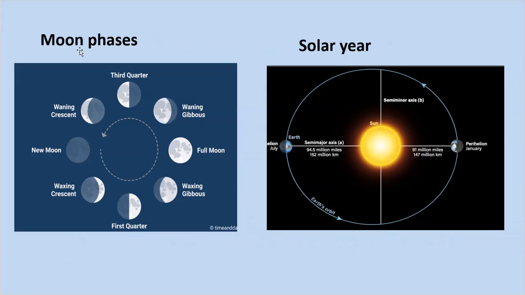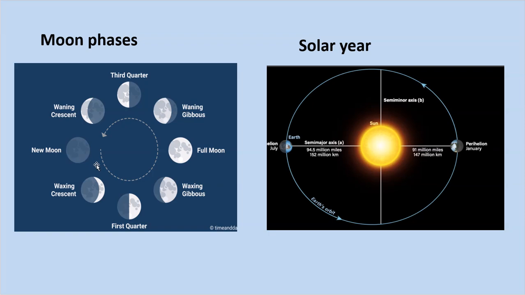Okay, now look at these two pictures. First picture to the left is moon phases. Picture to the right is solar year. So moon phases, there are altogether 4 main moon phases, such as a new moon, first quarter, full moon, and third quarter. We have additional phases, altogether eight phases.